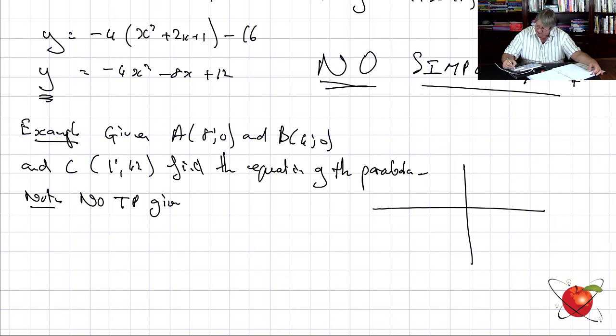A is 8 and 0. And the other's 4 and 0. And the other point is at 1 and 42. All right? Something like that. You can see it's a root. No, it's not the turning point. Another point is at 1 and 42. Okay, right, cool.